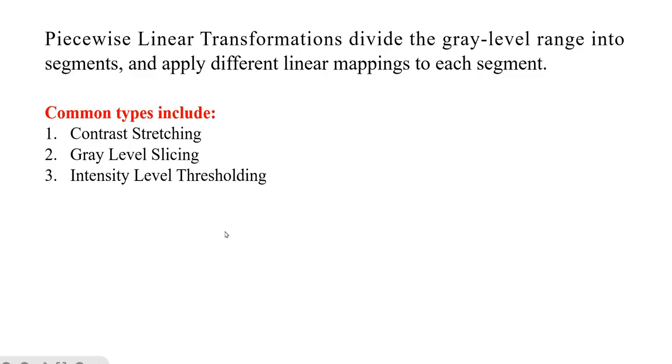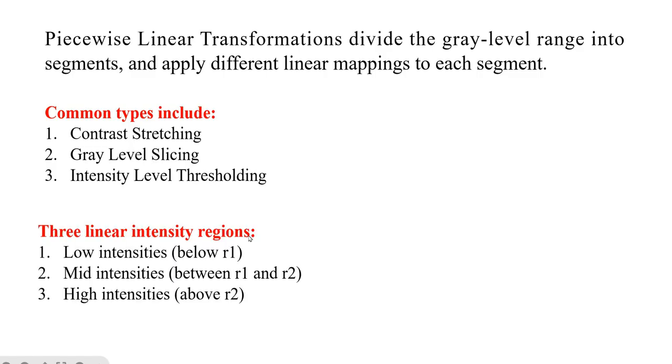Here the image is divided into three linear intensity regions. First is low intensities, that will be below R1. This R1 and R2 are the control points, that is the input control points. For low intensities, the image will be linearly stretched to enhance the dark regions. Mid intensities will be between R1 and R2, and here the contrast is increased. High intensities will be above R2, where the image will be compressed in order to reduce the brightness. And here the result is better visibility and enhanced contrast in selected regions.